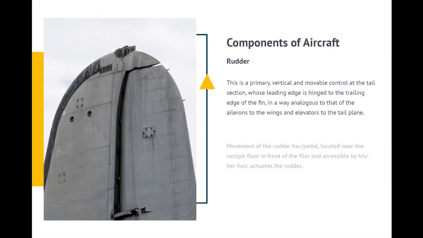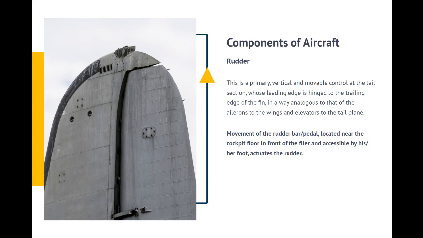Rudder. This is a primary, vertical, and movable control at the tail section, whose leading edge is hinged to the trailing edge of the fin, in a way analogous to that of the ailerons to the wings and elevators to the tail plane. Movement of the rudder bar or pedal, located near the cockpit floor in front of the flyer and accessible by his or her foot, actuates the rudder.